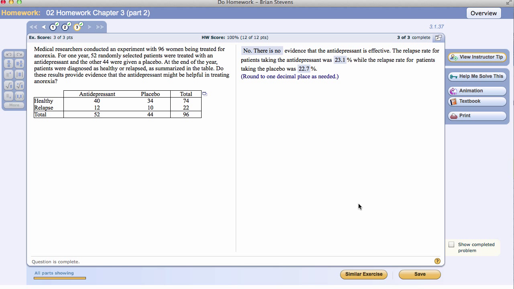This finishes up this homework. Make sure you know how to find percentages, and good luck.